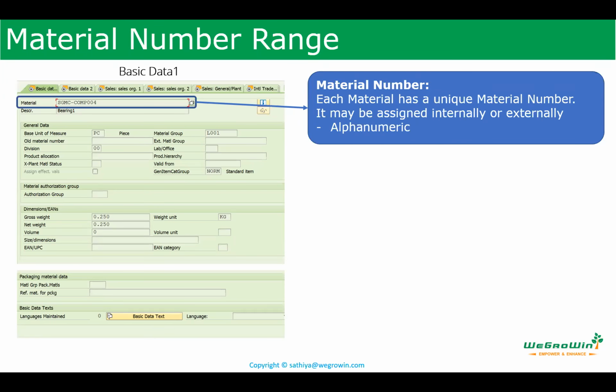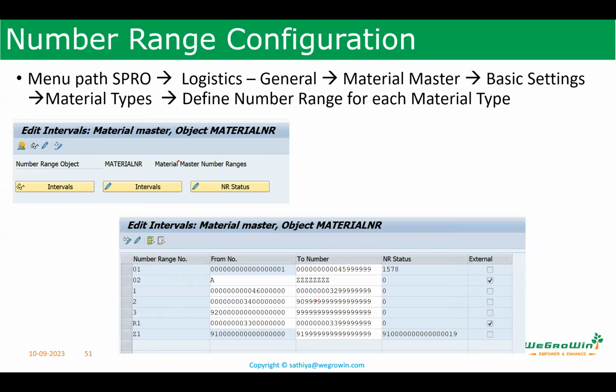Then the material number range. The material number may be assigned internally by the system, or we can give it externally also. Materials can have alphanumeric numbers, both alphabetical and numeric. To do this, again there is a menu path: define the number range for material type wise. You can assign them.